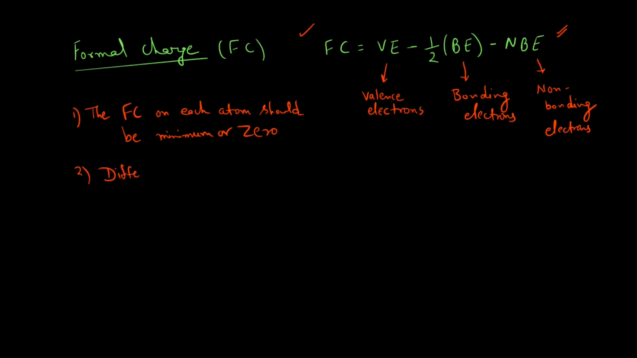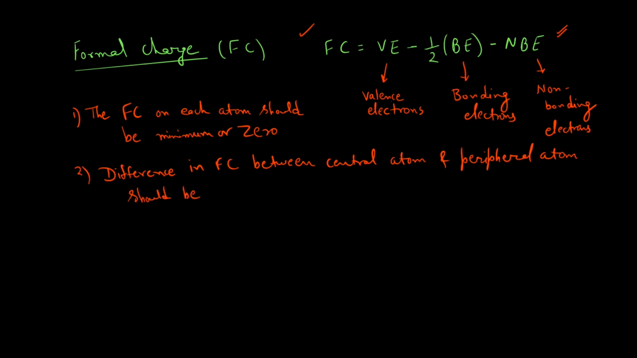The difference in formal charge between the central atom and the peripheral atom should be zero, or we can say minimum.